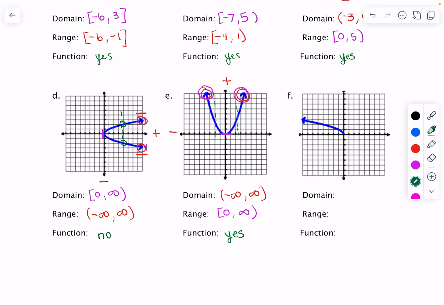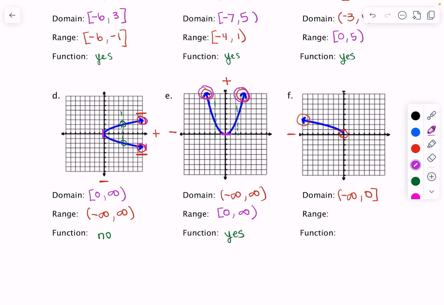So that is a yes. And finally, my last example, I'm going to do my domain left to right. The farthest left point is this arrow. Since that's going left, that's negative infinity. And my farthest right is this point right here, and that is at the origin, so it's at 0, and we use a bracket because it's on the graph specifically, not going forever, not an open circle.